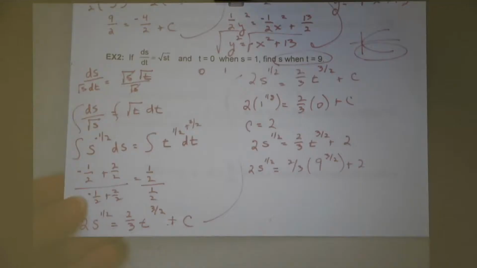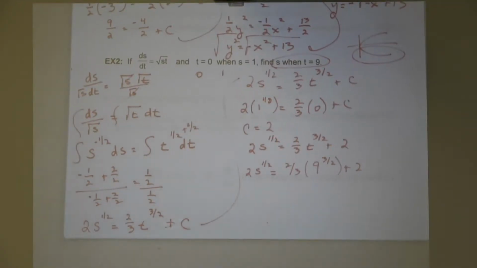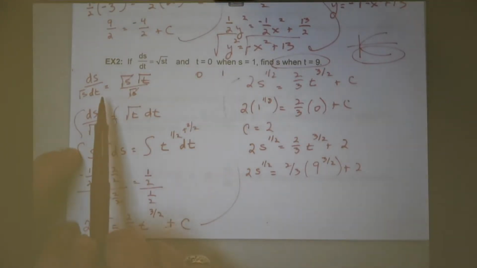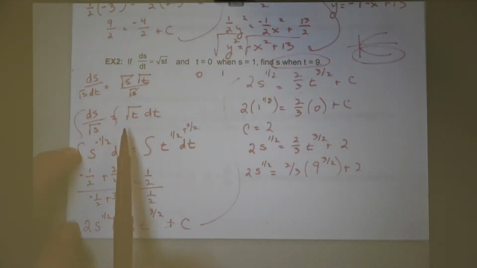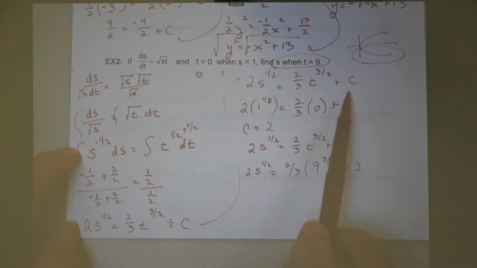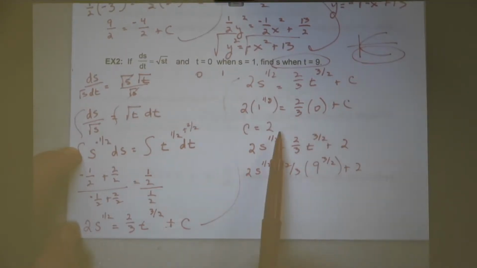So here we go. We left off on this question, example 2, ds dt equals root s t, when t is 0, s is 1, find s when t is 9. So if you remember, let's go through our steps again. We separated, we integrated, we used our initial condition to find our constant of integration. So now they're asking us to find the value of s when t equals 9.